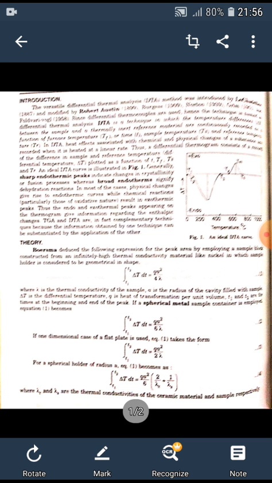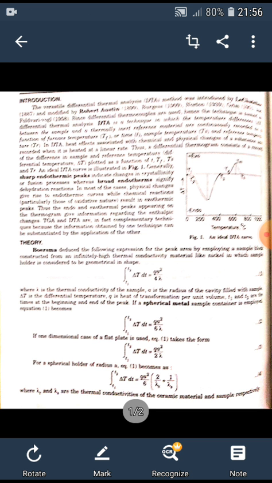Differential thermal analysis can be defined as a technique in which the temperature differences, referred to as delta T, between the sample and a thermally inert reference material are continuously recorded as a function of furnace temperature represented by Tf or time T, sample temperature represented by Ts, and reference temperature Tr.